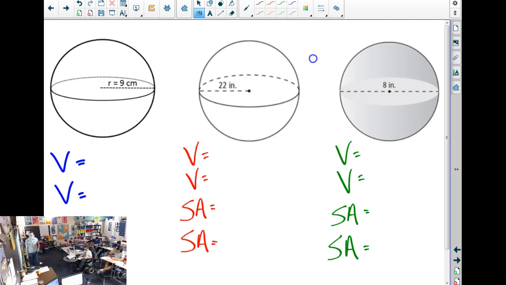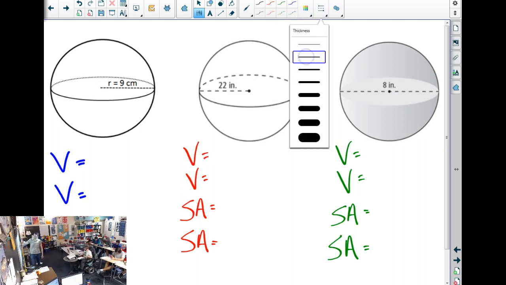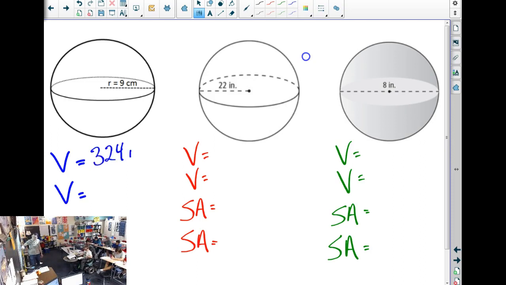So, 4/3 pi r cubed. Well, 9 cubed is 729, so it's going to be 729 times 4 divided by 3, which is 972. Volume first, because we knew these formulas already. Give me terms of pi. Surface area is 4 pi r squared: 81 times 4 is 324 pi.